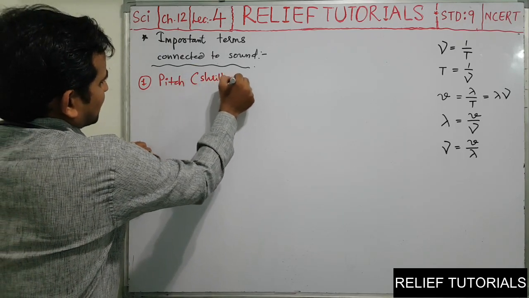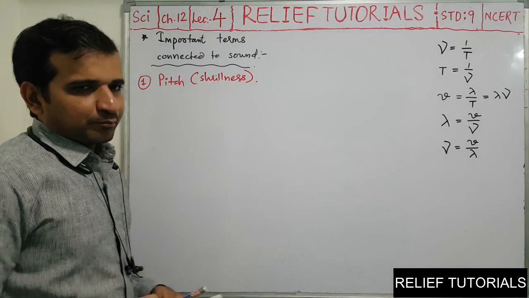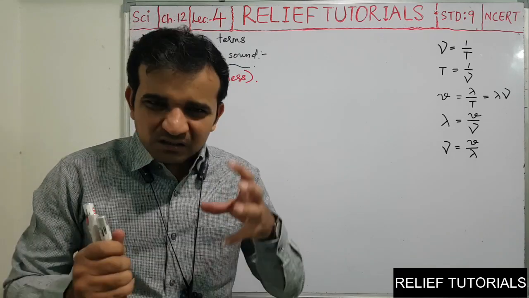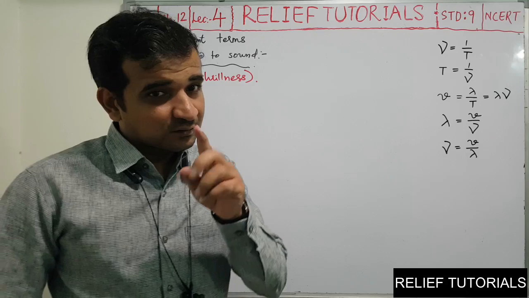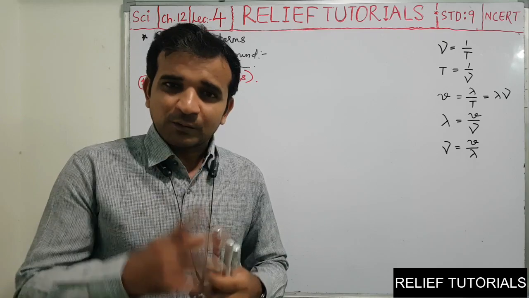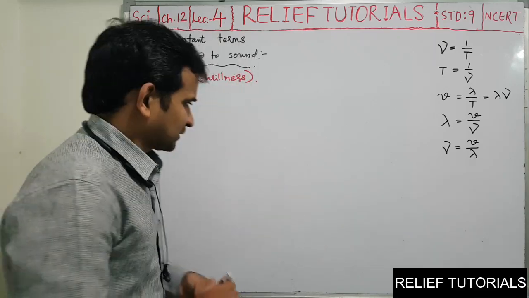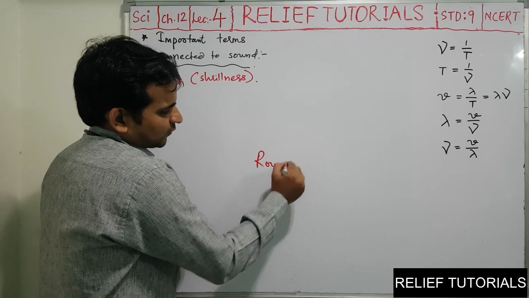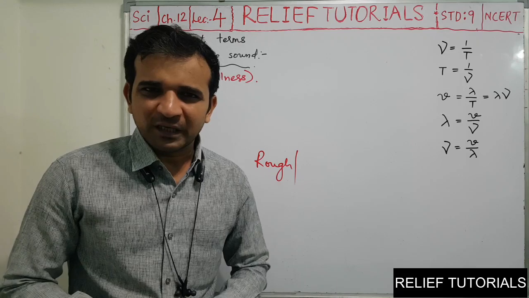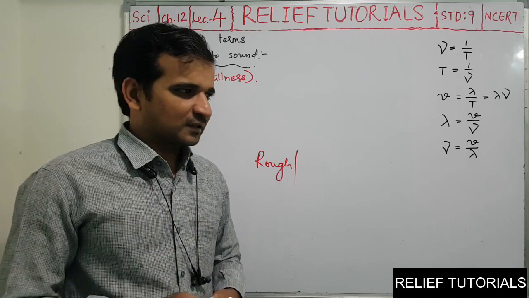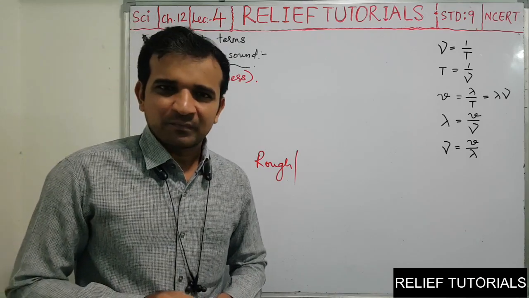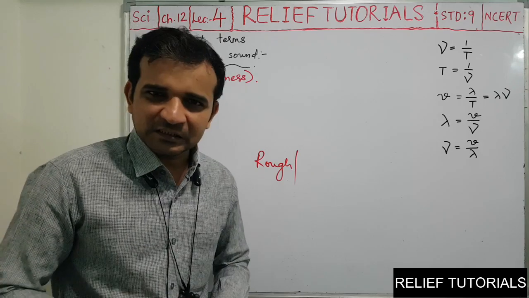Pitch means shrillness. Just like girls shouting in your ear, the voice produced by girls has a high pitch. Two types of sounds are there: shrill and hoarse, which is a rough sound. The boy normally has a rough sound and the girls have a high pitch sound. I think you have heard the Shehnai being played at some marriage function; the sound of that Shehnai is a high pitch sound.